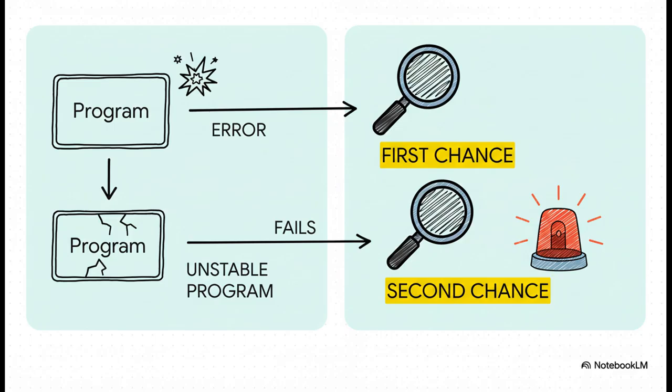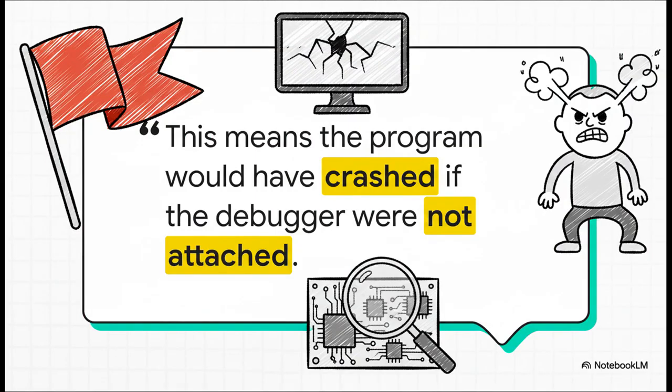But if the program also fails to fix the error, it's thrown back to the debugger. That is a second chance exception. And that second chance exception, that is a huge flashing neon sign for the analyst. It means the program hit an error so bad that it would have crashed and burned if the debugger wasn't there to catch it. This is basically the malware throwing a tantrum. It's a sign that it has detected the analyst's environment and is trying to self-destruct rather than give up its secrets. And that tantrum is incredibly revealing.